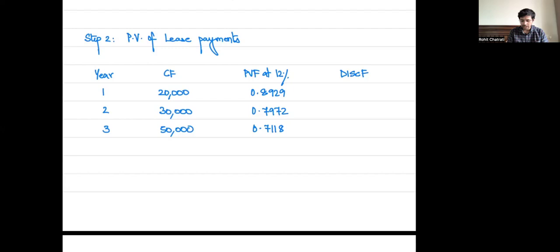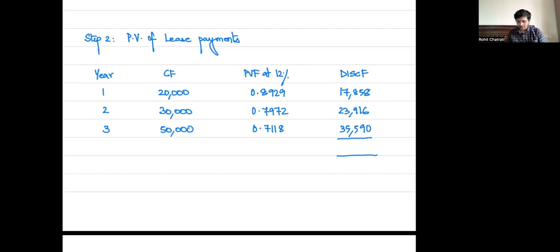We then have discounted cash flows: 20,000 multiplied by 0.8929, that is 17,858. 30,000 multiplied by 0.7972, which is equal to 23,916. And the last year is 50,000 multiplied by 0.7118, which is equal to 35,590. The sum total of this discounted cash flow is nothing but the present value of the lease payments.